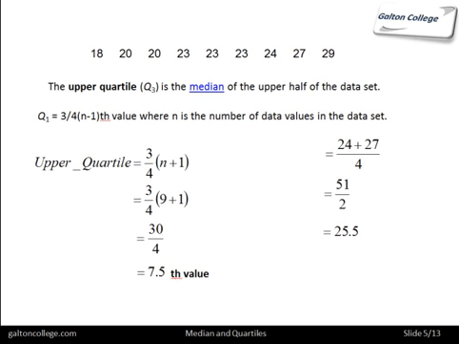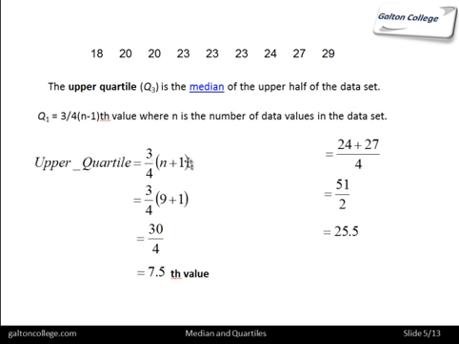The upper quartile, well, the formula is 3 over 4. For the median, it was a half, which would be 2 over 4. For the first quartile, it was 1 over 4. For the upper quartile, it is 3 over 4. So this gives us the 75%. 75% of the values are less than this, and 25% are higher.